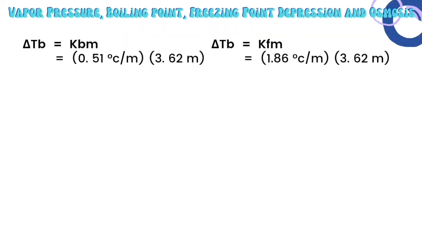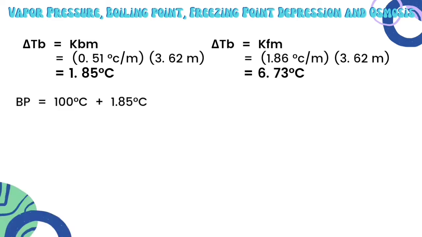So to solve the boiling point, the molar boiling point elevation constant 0.51 degrees Celsius per molal times the molality 3.62 m will equal to 1.85 degrees Celsius. On the other hand, for the freezing point, the molar freezing point depression constant 1.86 degrees Celsius per molal is multiplied to the molality 3.62 m. That will lead us to 6.73 degrees Celsius.